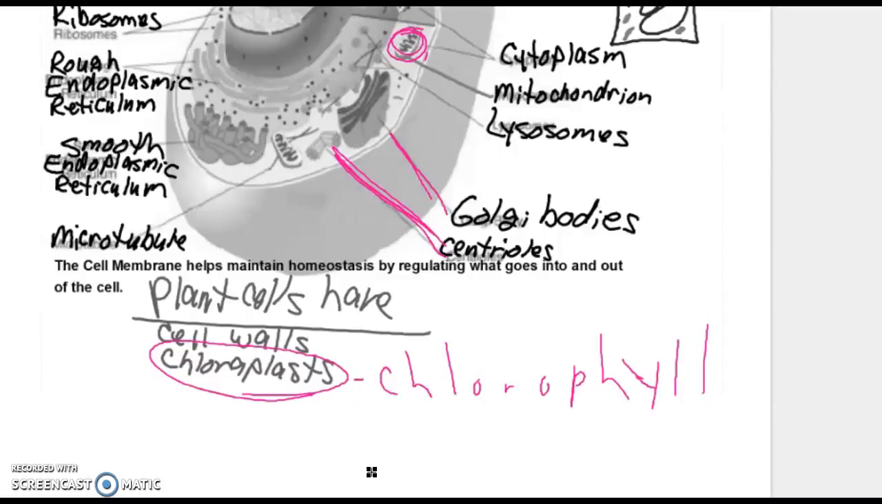The other thing they have are these large vacuoles. Animal cells also can have vacuoles, but plants have very large vacuoles that are used for storage of water and some enzymes, but plants have to store a lot of water. They can't just take a drink when they're thirsty like we do, so they have to have that mechanism in order to store that water.